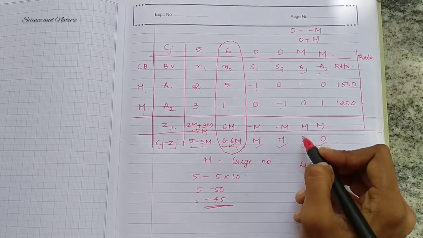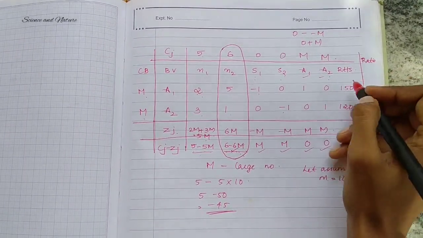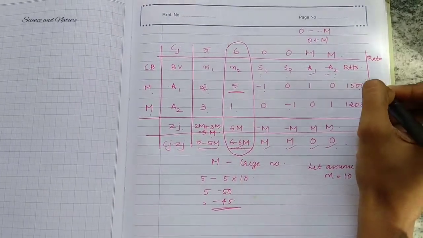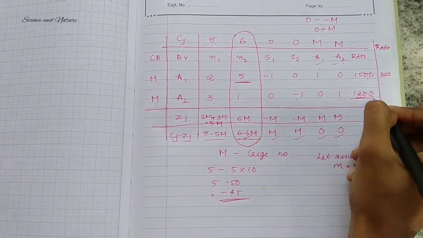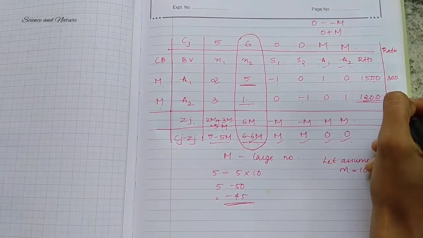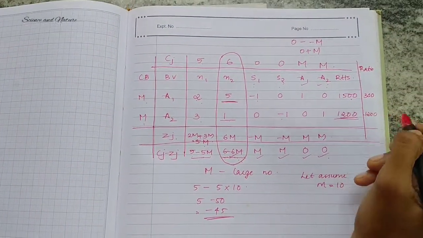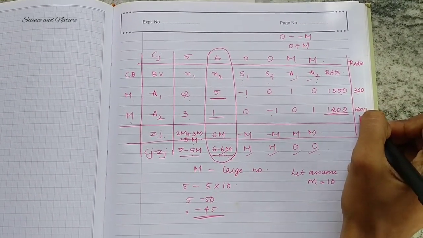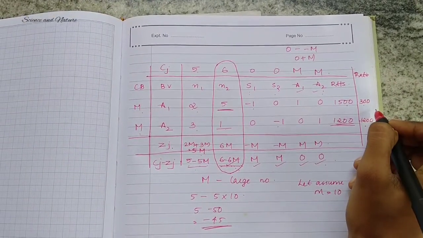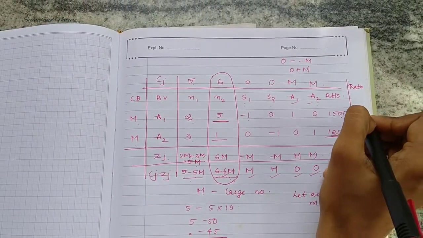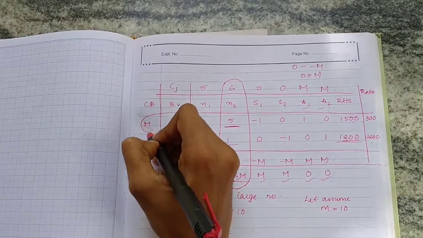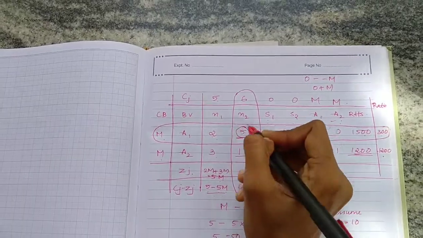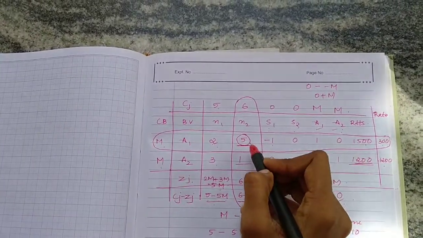And then we need to find the row. So we should find the ratio. In order to find the ratio, 1500 divided by 5, which is equal to 300. 1200 divided by 1, which is equal to 1200. Here we get the ratio 300 and 1200. So the least number should be taken as the key row. That is 300. And the intersecting number should be 5, and it is the key element.